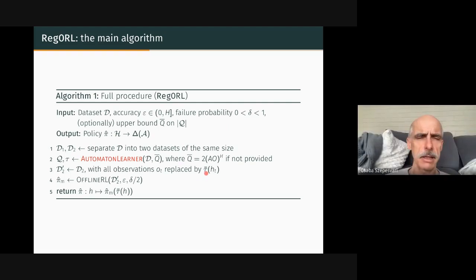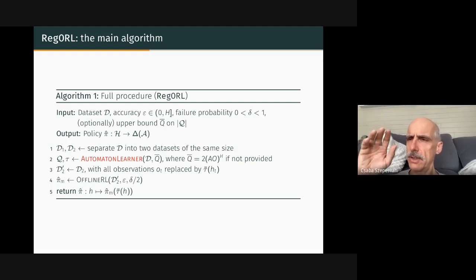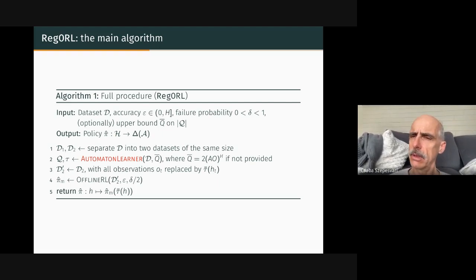Clarification question? Yeah, like try to clarify, please. When the splitting happens, you're splitting a long episode. So some episodes go in one of the data sets, let's say half. The other half goes into the other data set. And the first data set is used to learn a map that maps histories to kind of states. And then once you learn that map, this is tau, then you use the second data set.